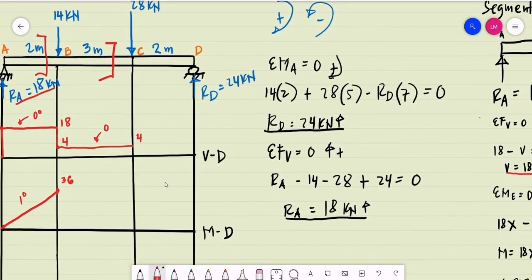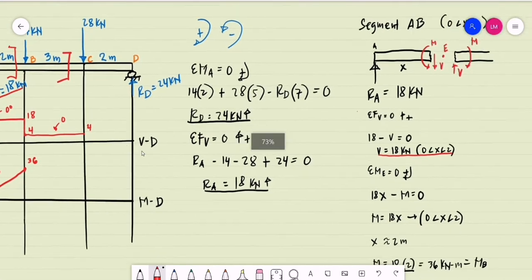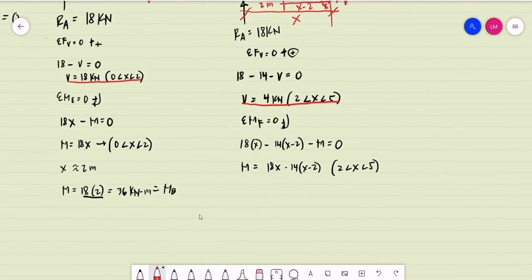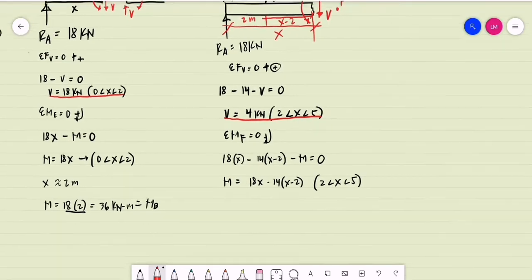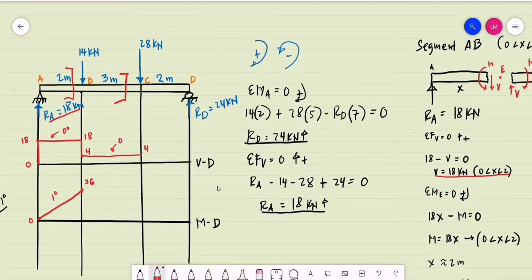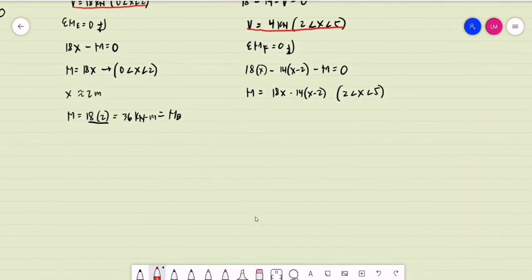What about the moment? What will be the moment for this segment? If we are to consider our next reference point, point C, let's say we are to determine the moment at point C, wherein the value of x is just before point C. Let's say the value of x is approximately 5 meters. That will be the moment at point C.